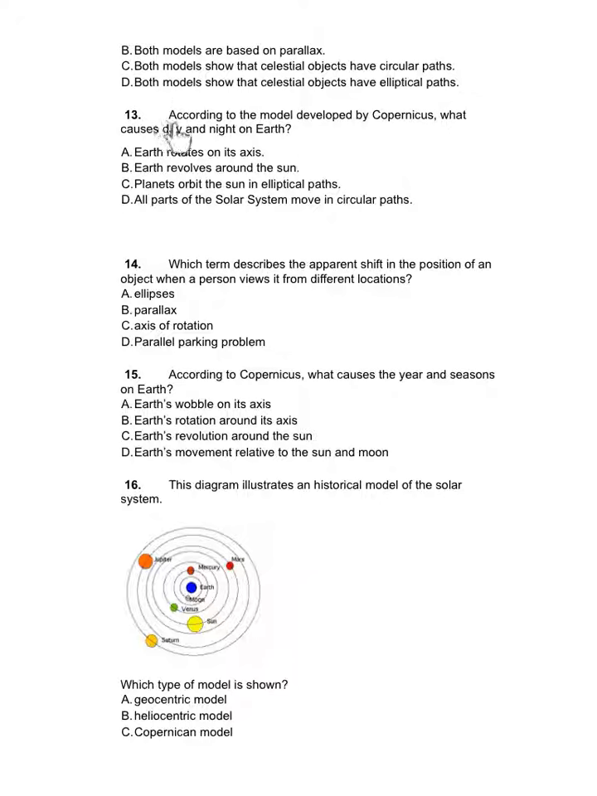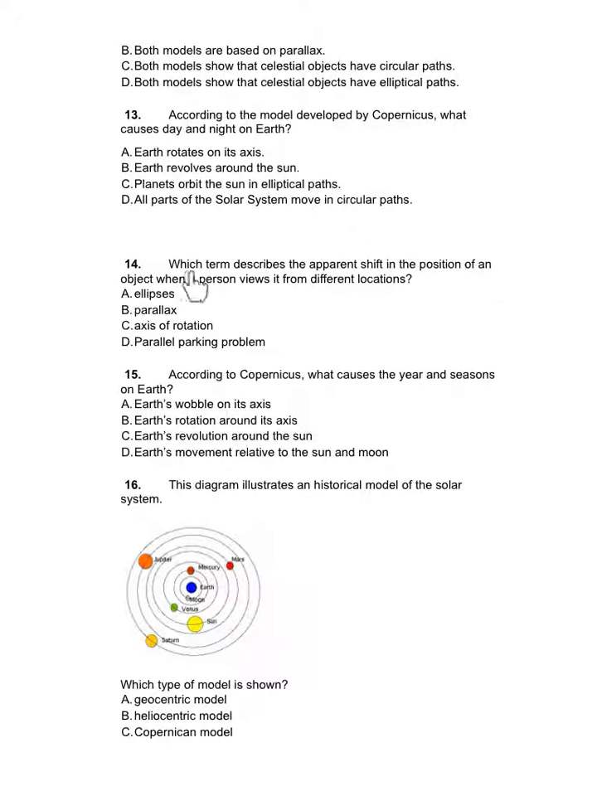Number 13. According to the model developed by Copernicus, what causes day and night on Earth? A. Earth rotates on its axis. B. Earth revolves around the Sun. C. Planets orbit the Sun in elliptical paths. D. All parts of the solar system move in circular paths.